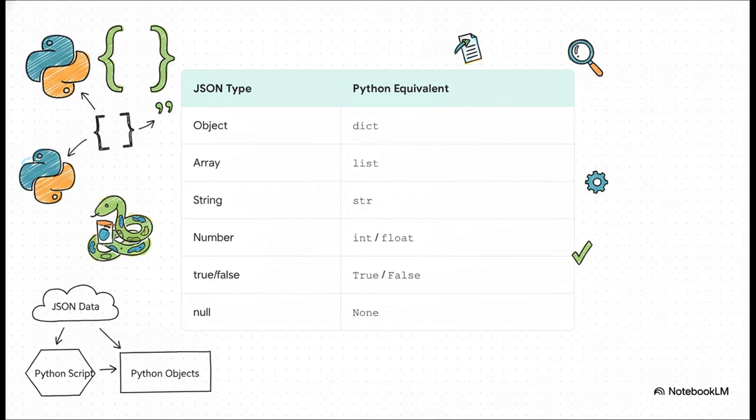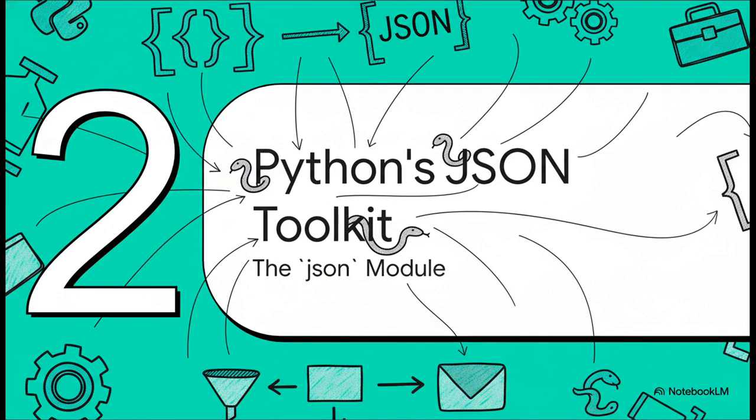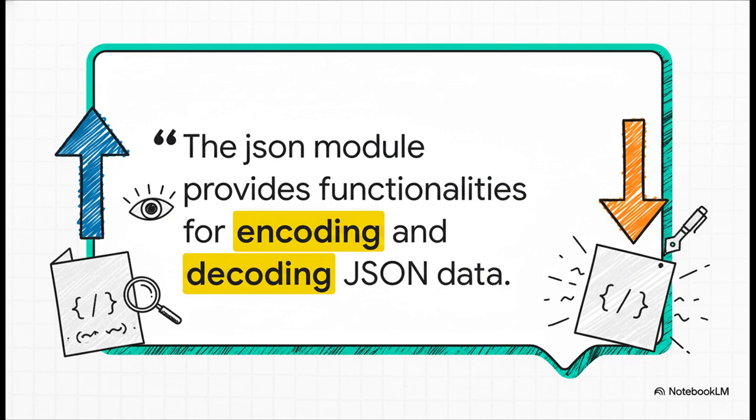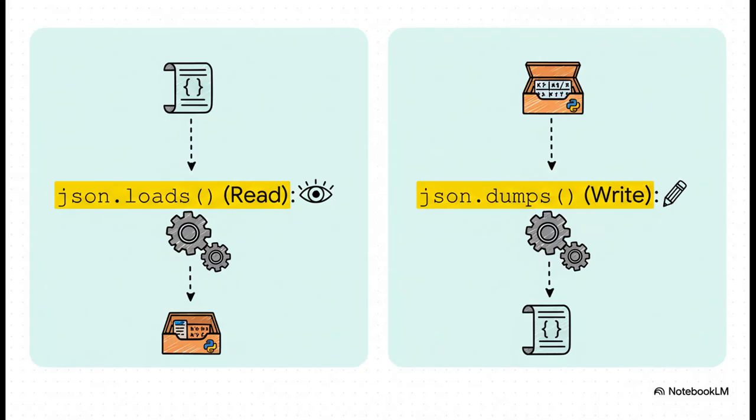It just works. So how do we actually do this translation in our code? Well, Python makes it incredibly easy. It gives us a built-in toolkit specifically for this, and it's called the JSON module. And here's the best part. You don't have to install a single thing. It's already there. Python thinks this is so important. It includes everything you need right out of the box to both read incoming JSON and write your own JSON to send out.